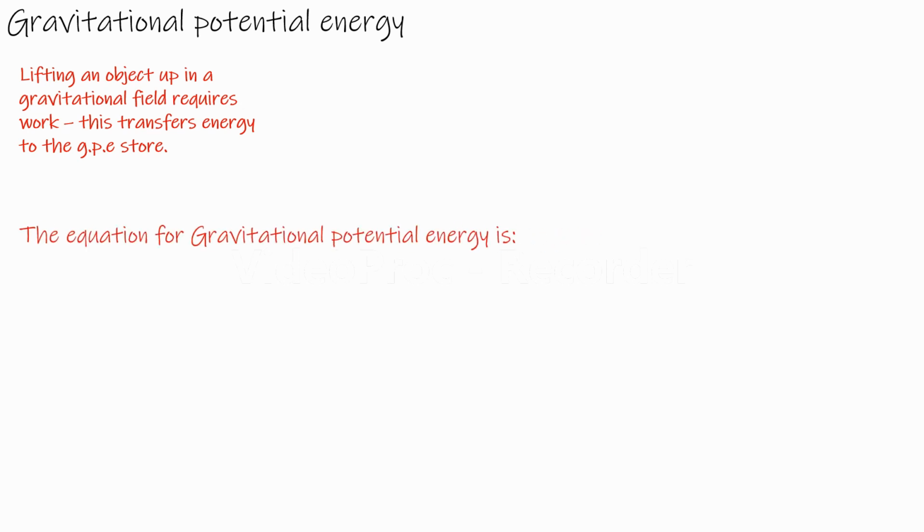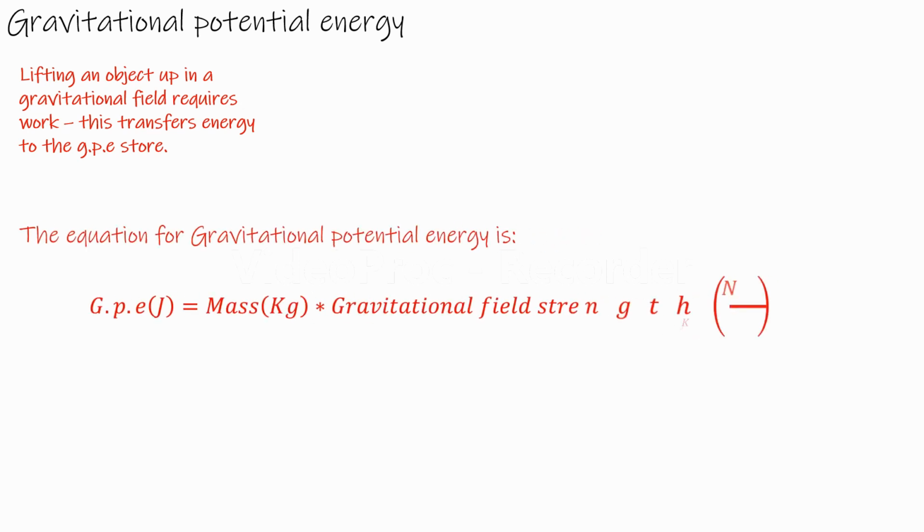And the equation for gravitational potential energy is: gravitational potential energy, which is measured in joules, equals mass in kilograms times gravitational field strength in newtons per kilogram times height in meters. And this is generally simplified down to Ep equals mgh. You will need to remember this.